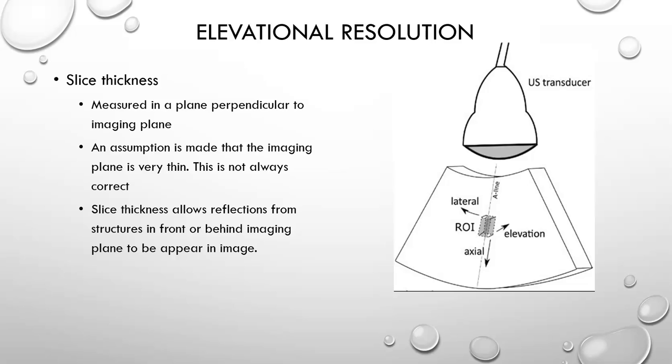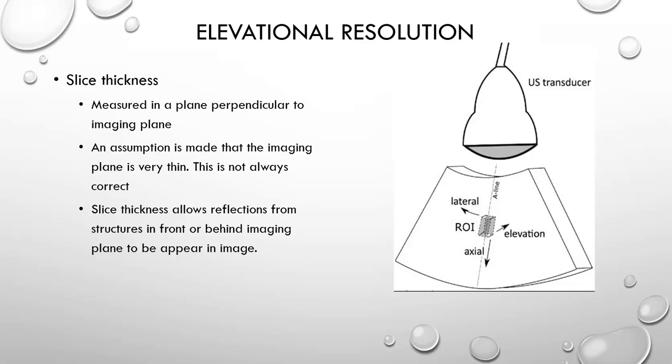Elevational resolution is our third spatial resolution or detail resolution that we get concerned about. This is known as the slice thickness. It is measured in a plane perpendicular to the imaging plane, and we don't see it on our screen. It is the material in front of and behind the screen that makes up the elevational resolution. An assumption is always made that the imaging plane is very, very thin. However, depending on your transducer, this is not always correct.